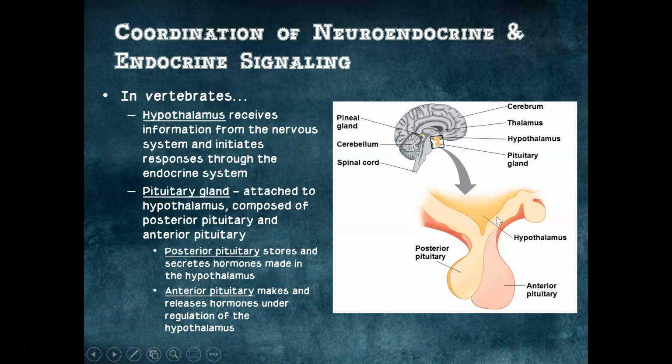So that hypothalamus's job is to receive information from your nervous system and initiate all of these endocrine responses. So when we look at those feedback loops, information may be coming into your hypothalamus that then will direct your pituitary glands to produce certain hormones, secrete certain hormones that will then have cascading effects throughout your body. Your posterior pituitary gland stores and secretes hormones that are made specifically in your hypothalamus, and then your anterior pituitary gland makes and releases hormones under the regulation of that hypothalamus.